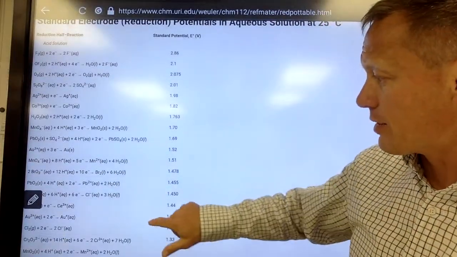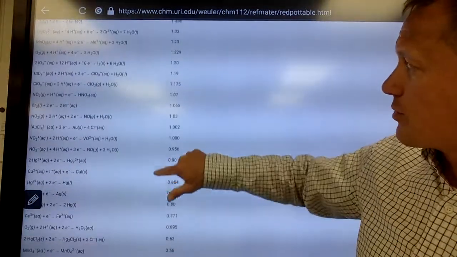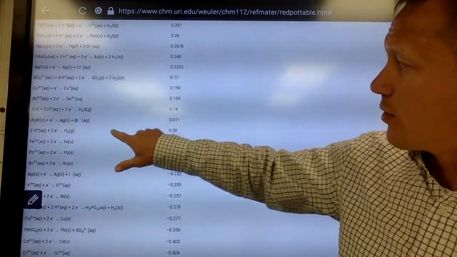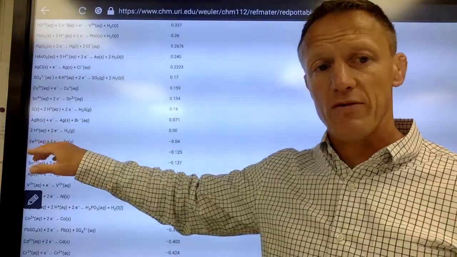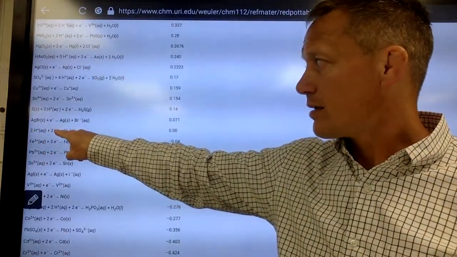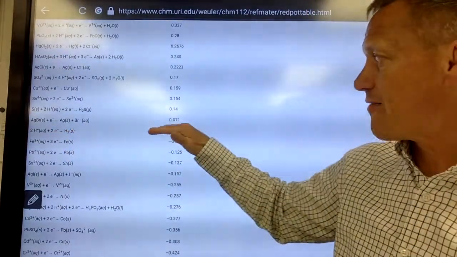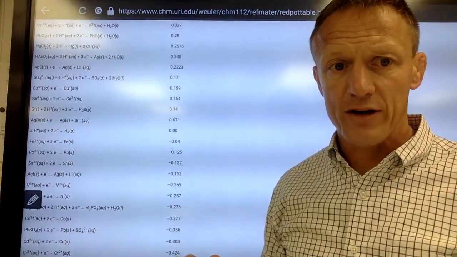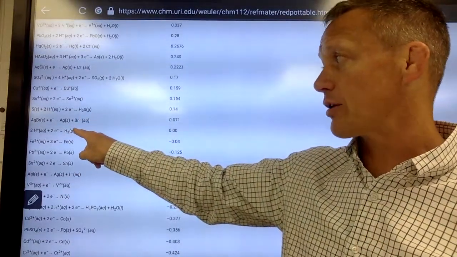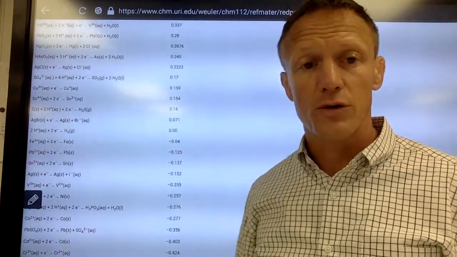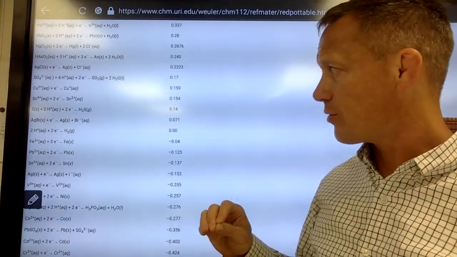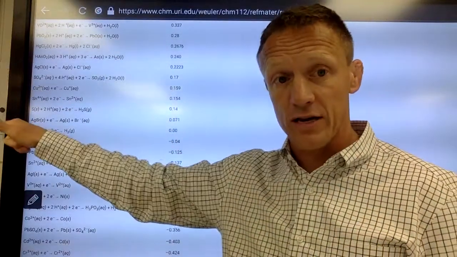As we go down the table, we get to a certain spot that is a 0. Everything's based on hydrogen. A hydrogen ion gaining 2 electrons, becoming H2, they assigned a value of 0, a reduction potential of 0. That means the opposite is also 0. H2 gas losing 2 electrons and turning into aqueous hydrogen ions, they assign that a reduction or oxidation potential of 0, depending on which way you're going. Remember, the opposite way would be oxidation.